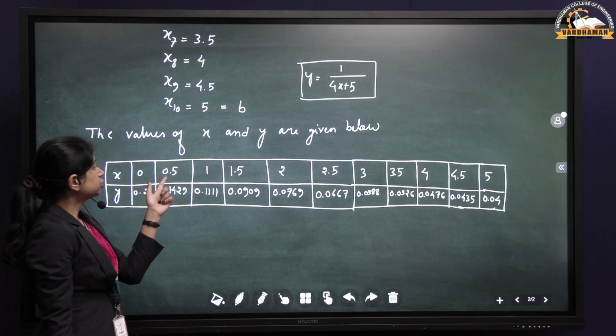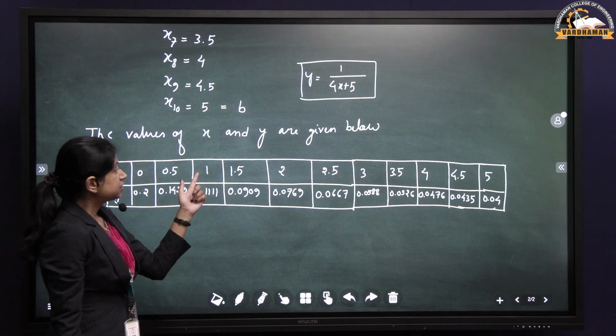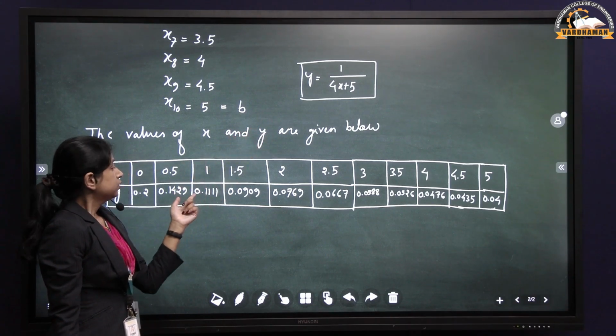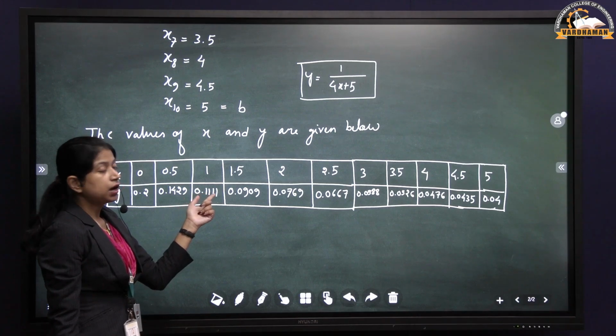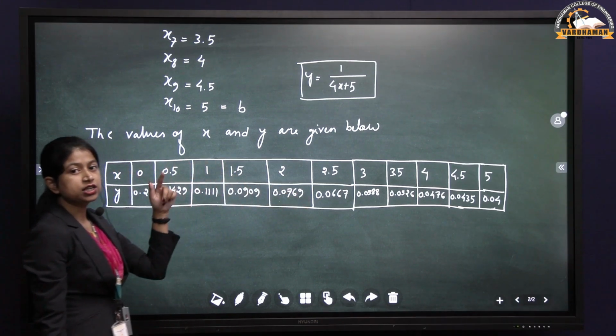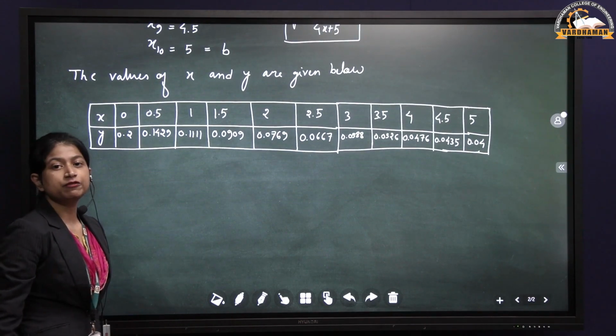Likewise, you need to put x equal to 0.5, you will get 0.1429. Same way, if you put 1 there, what you will get? 1 by 9. 1 by 9 is 0.1111. This is the way we find y values for this given function. Now let us put these values in the formula.